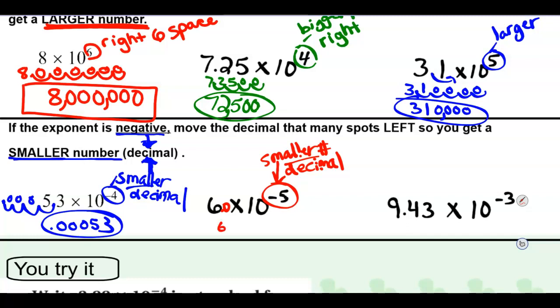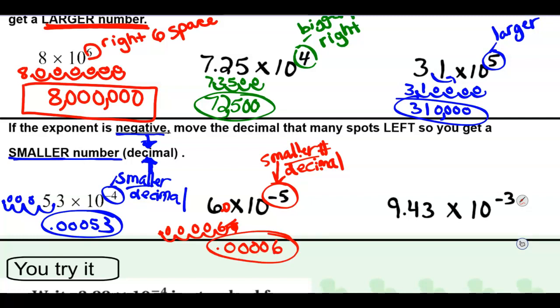So I'm going to rewrite this 6.0 down here, if it helps to put the 0.0, but really we're going the other way. So I'm going to go 5. 1, 2, 3, 4, 5, and I put my decimal there, and then I fill these little spots with 0. And then again, this 0 after doesn't need to be there. So my final number is 0.00006. Very small decimal. I know that because I have a negative exponent.